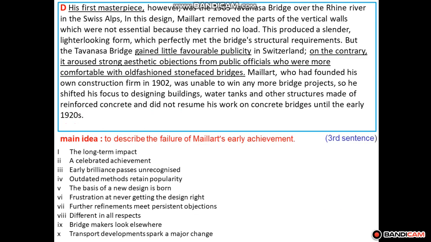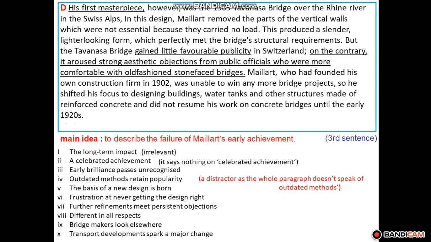You see, because of course that's the topic sentence, and that's where it is. Okay. Number one is irrelevant. Number two says nothing on celebrated achievement, and okay, three, we will come to it. Fourth, a distractor. Why? As the whole paragraph does not speak of outdated methods at all.